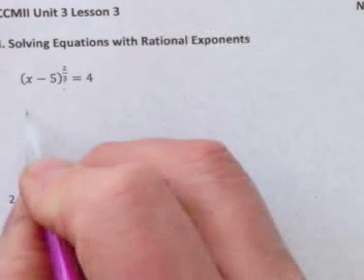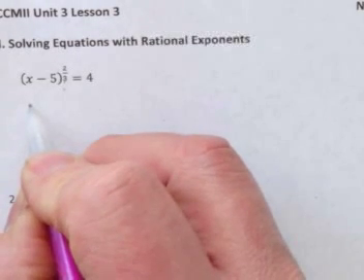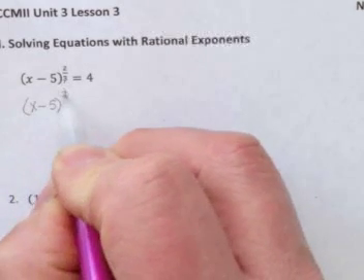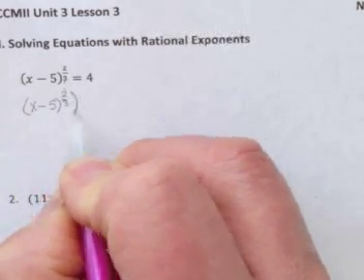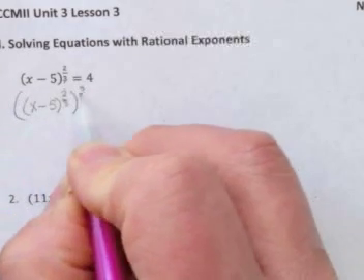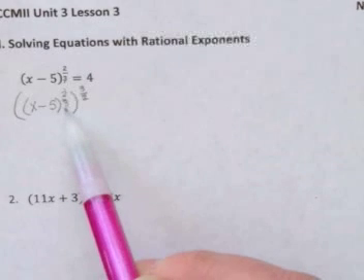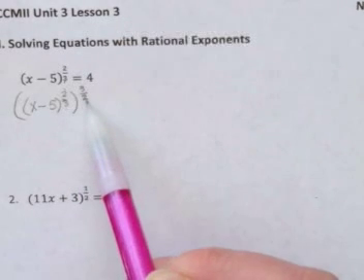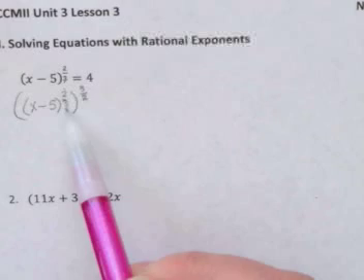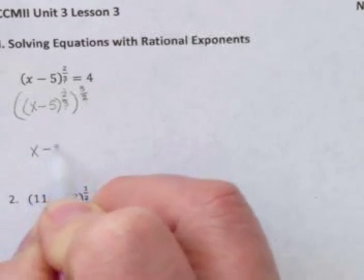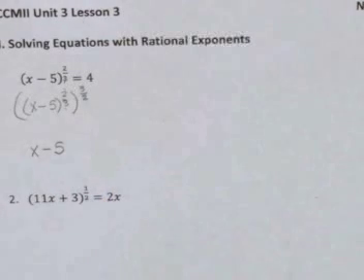So the first thing I'm going to do is raise this power to a power: x minus 5 to the 2/3, and I'm going to raise it to the 3/2 power. The reason I did that is because we know when we raise a power to a power, we multiply. And if I multiply 2/3 times 3/2, I get 1. So this gives me x minus 5 on the left-hand side of the equation.